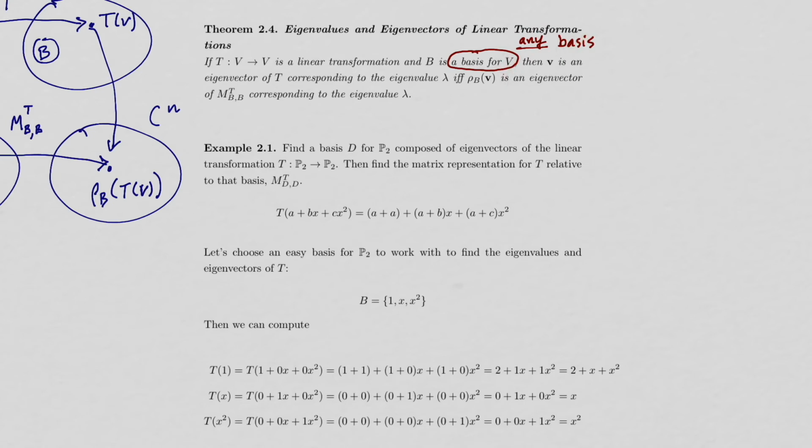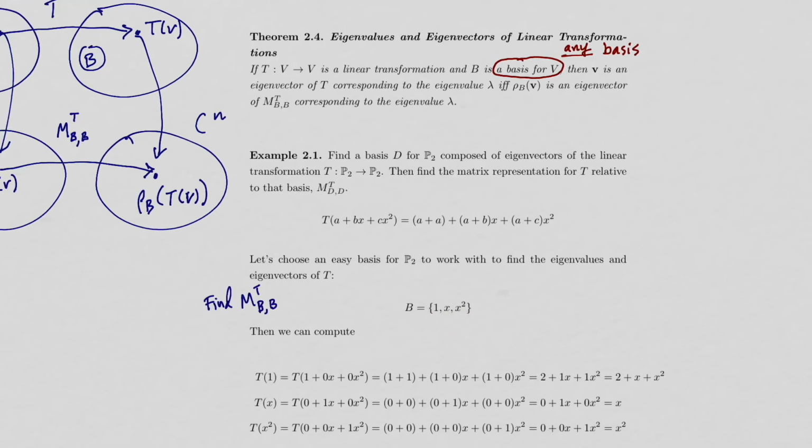Well, not surprisingly, we will choose the standard basis for V, which is P2 in this case, because it's easy to work with in the sense that we can just observe coordinate vectors relative to this basis. The first thing we need to do is find the matrix for T relative to B and B, or simply the matrix for T relative to B. We need to compute the images of these basis vectors relative to the basis itself.